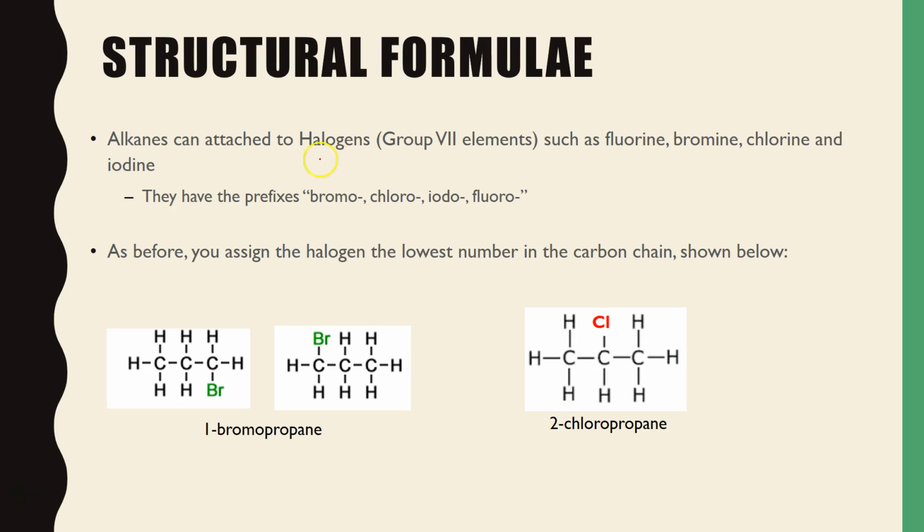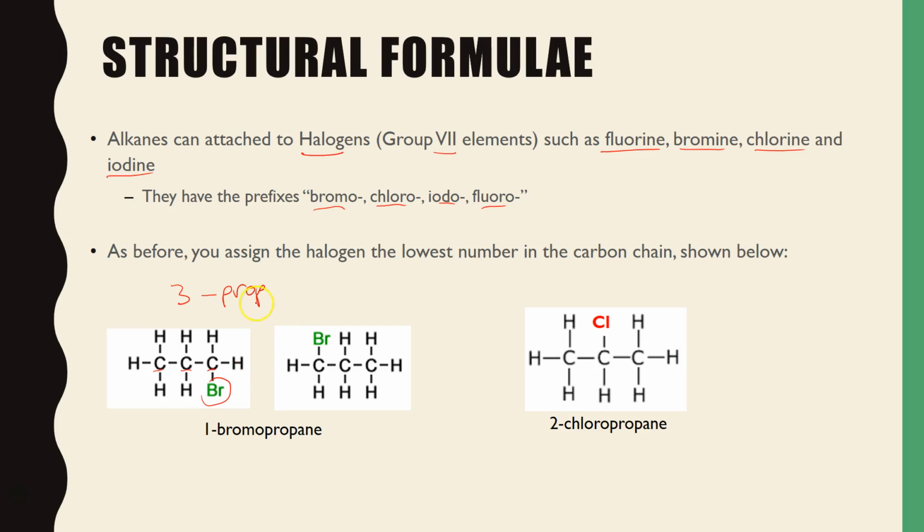So alkanes can also have halogens. These halogens are known as group 7 elements, which are fluorine, bromine, chlorine, and iodine. We can have these atoms attached to hydrocarbons, and we give them a prefix, like this. So if we have a bromine atom attached to an alkane, we find the number of carbons in that alkane, and we know it's 3 in this case, so therefore it's going to be the prefix prop.